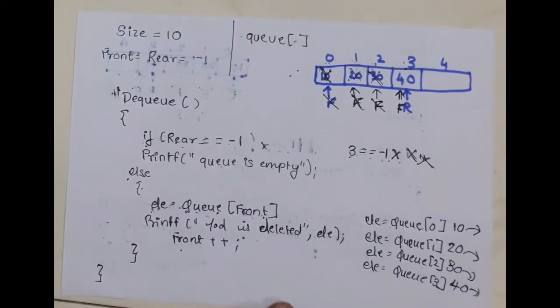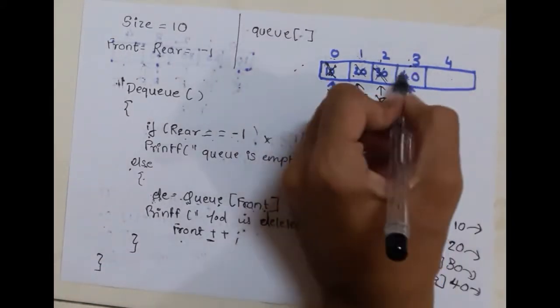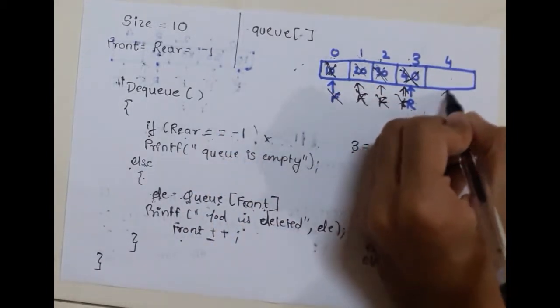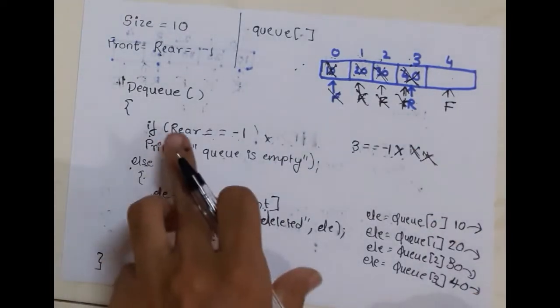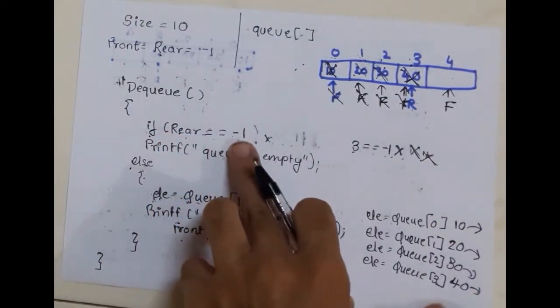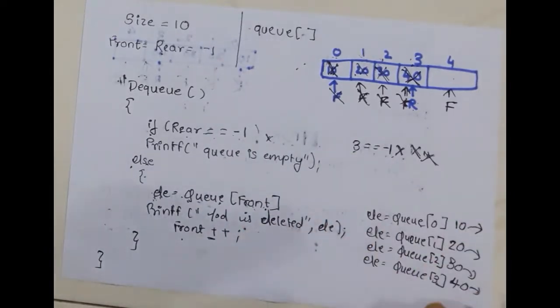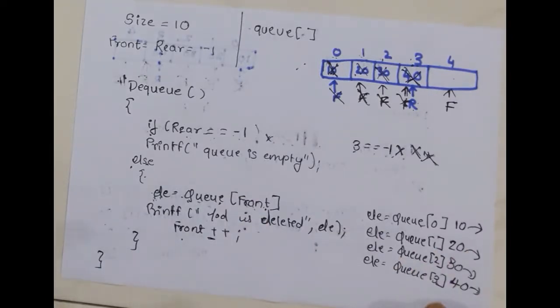So 40 will be deleted from the Q. And after deletion again front will be incremented. Now front will point at this position. Again we'll check this condition. Rear equals to minus 1. Rear is 3. 3 equals to minus 1? No. Condition not satisfied. Now though this condition is not satisfied, but still Q is empty.